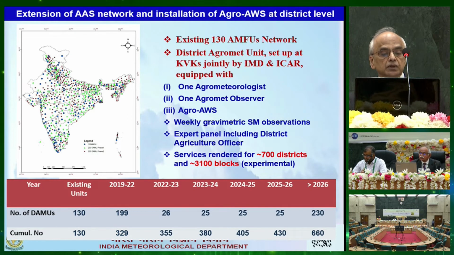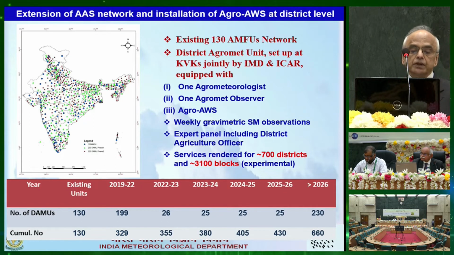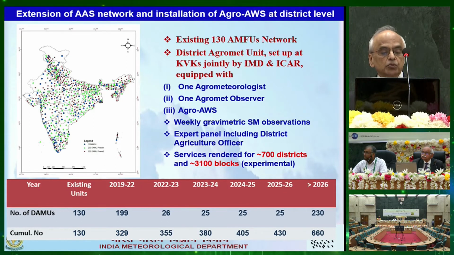And on the bottom you could see the years: the existing units in 2019, 2022, 2023, and then in future what is going to happen in terms of the district agro-meteorological units. The number of units is still going to be very important, and so for example after 2026, on the right side you could see 230,000 district agricultural meteorological units and 660 cumulative numbers.